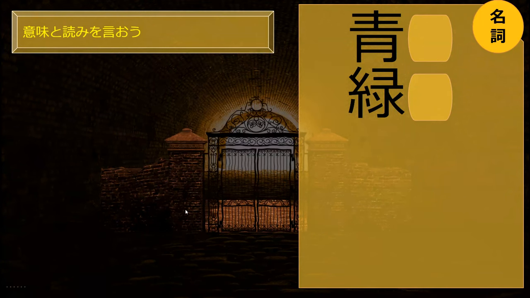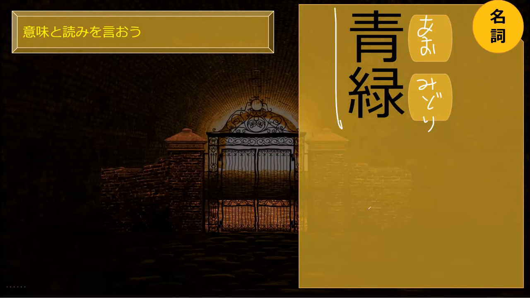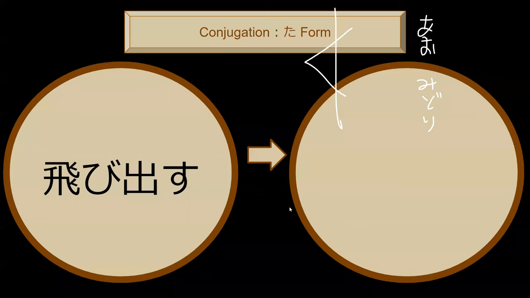Oh my. We got ao. So midori. Ao midori, green blue. Blue green, something like that. Yeah. What color would you say is like a bluish green? Like a turquoise? Probably. Any kind of bluish green would work. We just got blue and green, so bluish green.